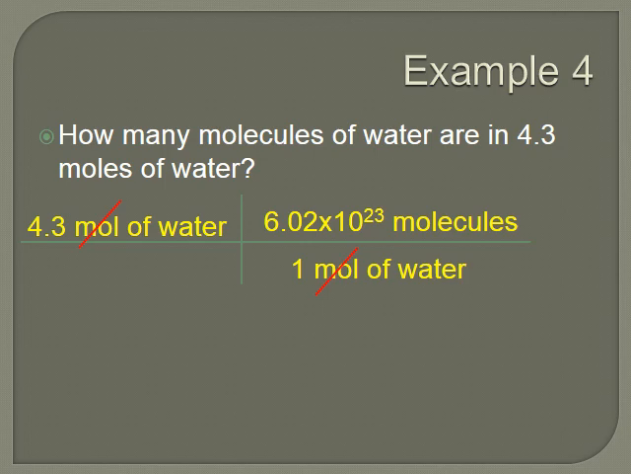4.3 times 6.02 EE23. Do the math on your calculator. We started with 2 sig figs, we're going to end with 2 sig figs. 2.6 times 10 to the 24th molecules. You should be seeing that we're only really using that 1 mole is 6.02 times 10 to the 23rd. Whatever we're talking about, that's our conversion factor.